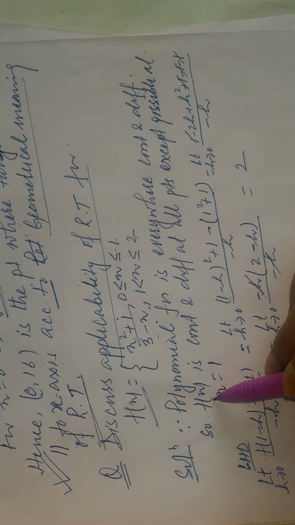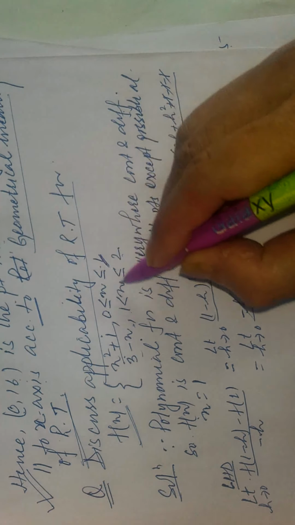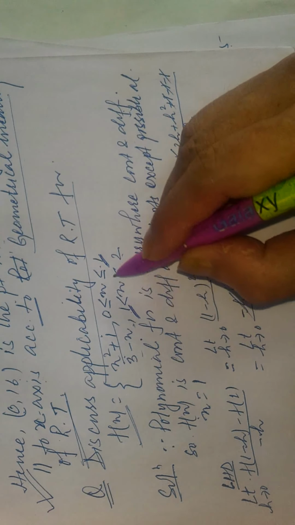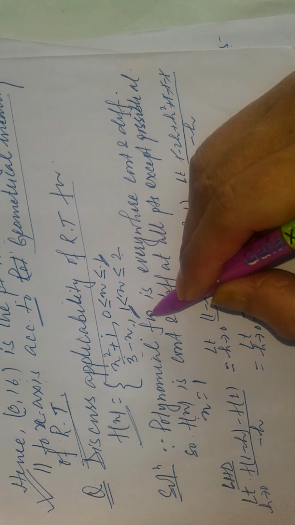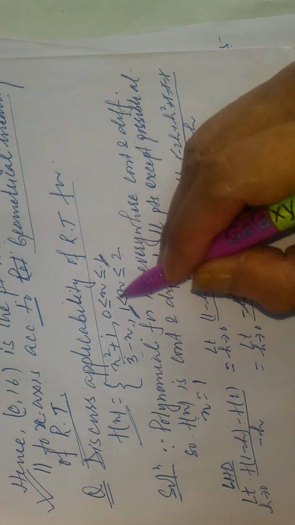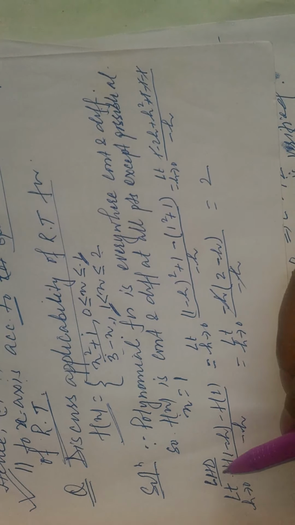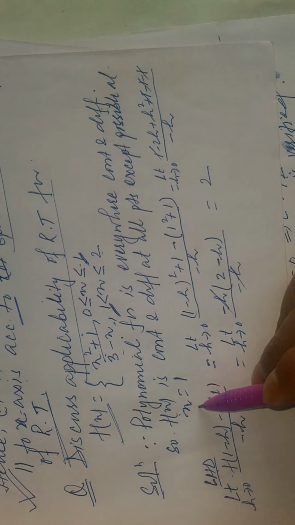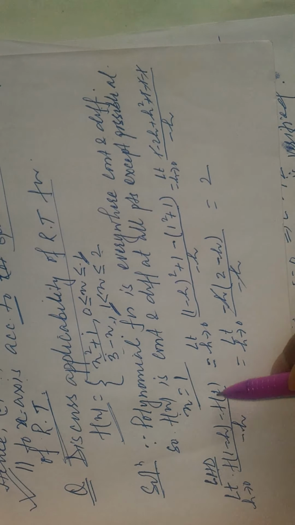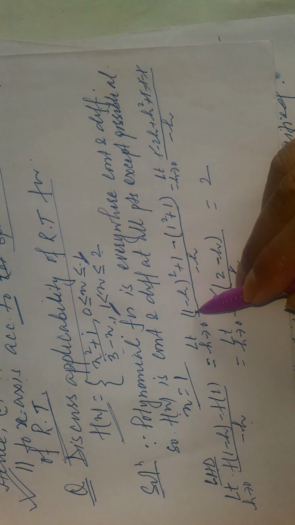So f of x is continuous and differentiable at all points except possibly at 1, because at 1 only the function is defined in two different ways. So we'll be checking the function for continuity and differentiability at 1. Let us check the differentiability here. For the left hand derivative, we know it is the limit as h tends to 0 of f of 1 minus h minus f of 1, divided by minus h. So we'll be replacing x by 1 minus h.